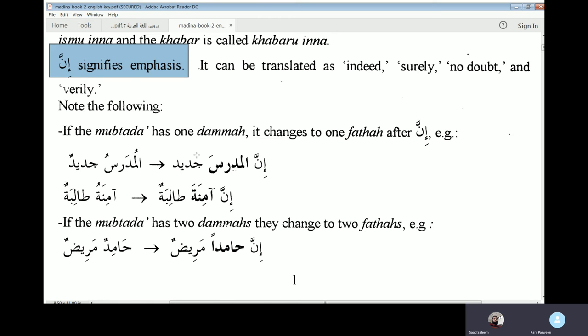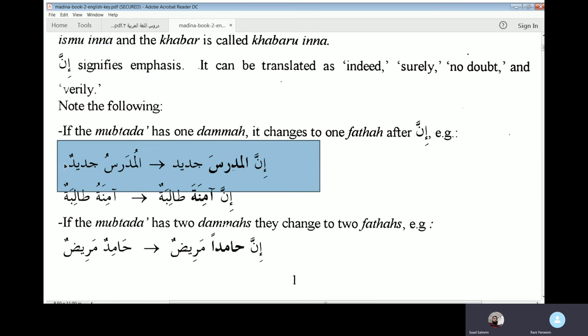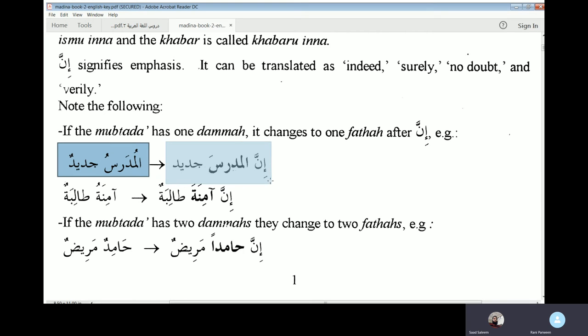For example, inna al-mudarrisu jadidun. Al-mudarrisu jadidun. Inna al-mudarrisa jadidun. What change did the word inna make in this sentence? Before using inna, mudarrisu had a single dhamma, but after using inna, it changes to fatha.